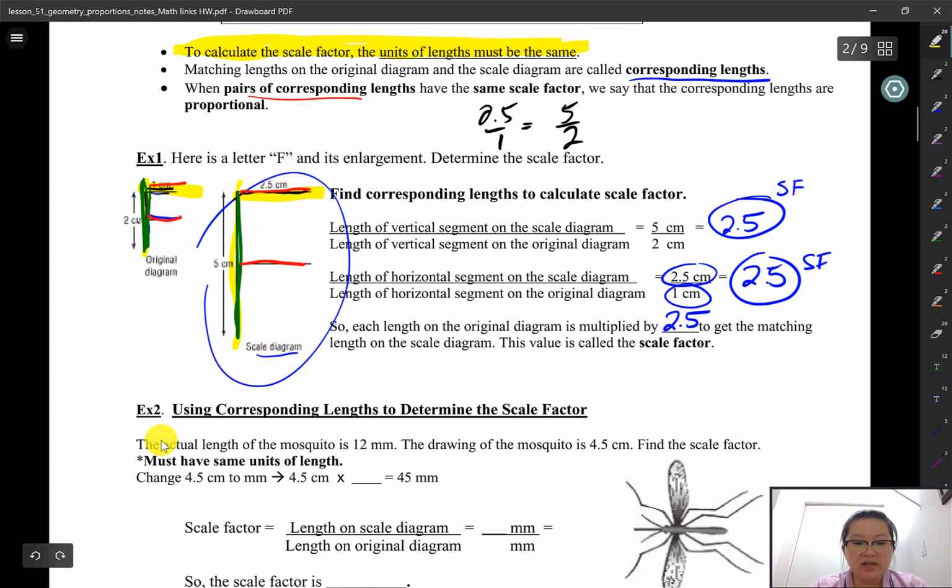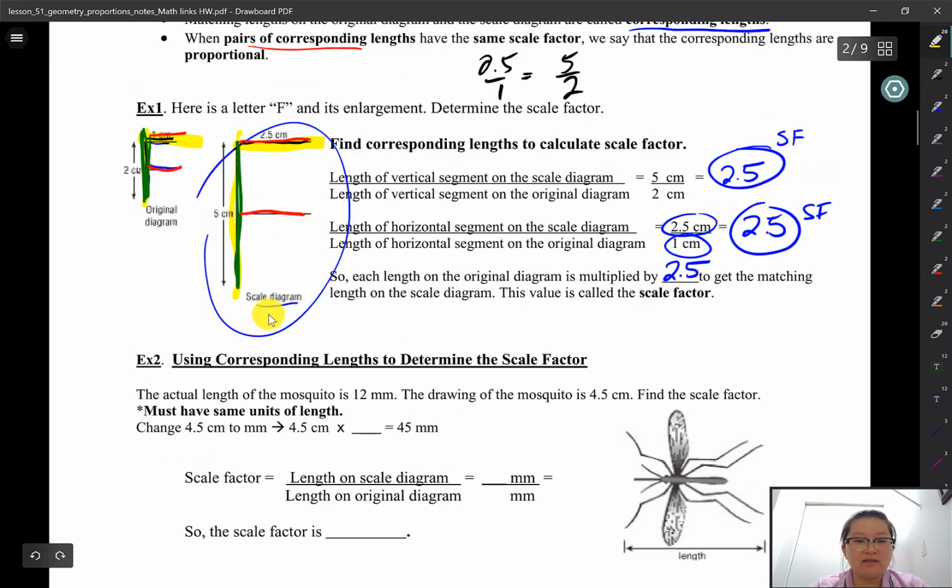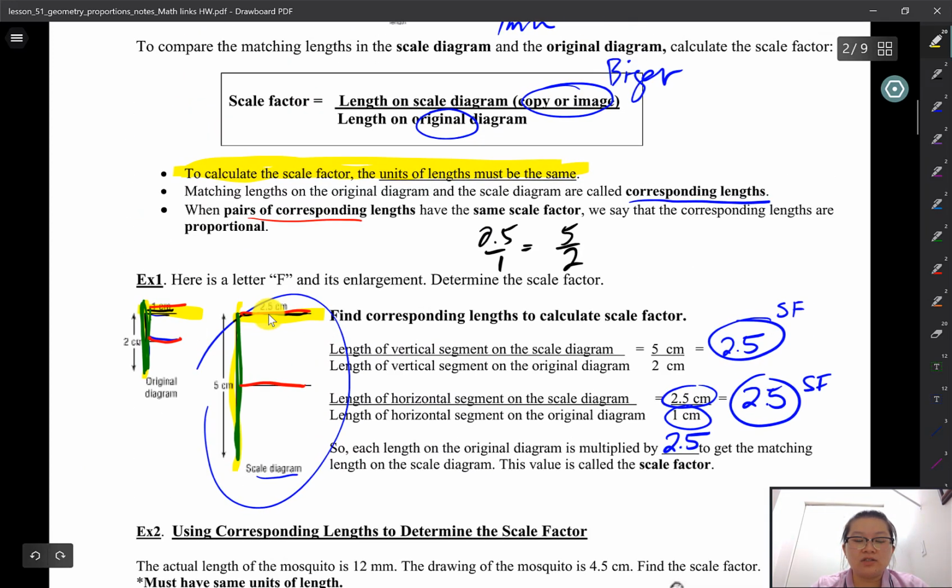So I believe I am going to end the video right there with this first example. That's the idea of scaling: you're blowing something up by a certain amount, by a factor of 2.5, and the scale factor for enlargements is always greater than 1. Okay, so hopefully you learned something in this video.